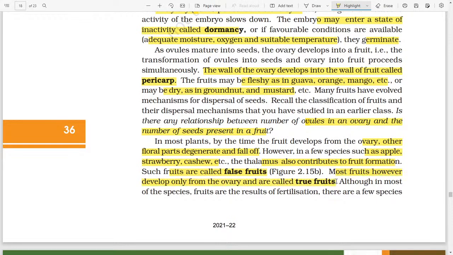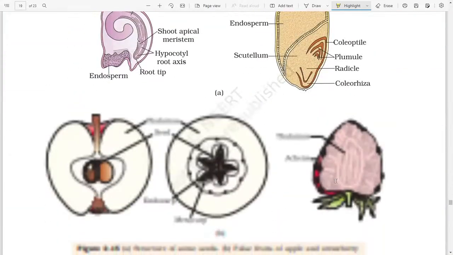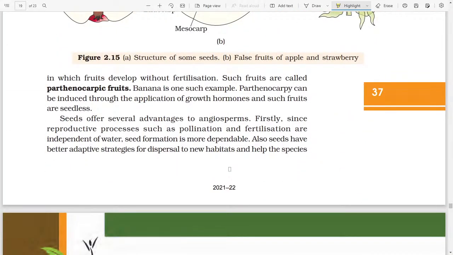Although in most species fruits are the result of fertilization, there are a few examples in which fruits develop without fertilization. Such fruits are known as parthenocarpic fruits. Banana is one such example. Parthenocarpy can be induced through the application of growth hormones, and such fruits are seedless.